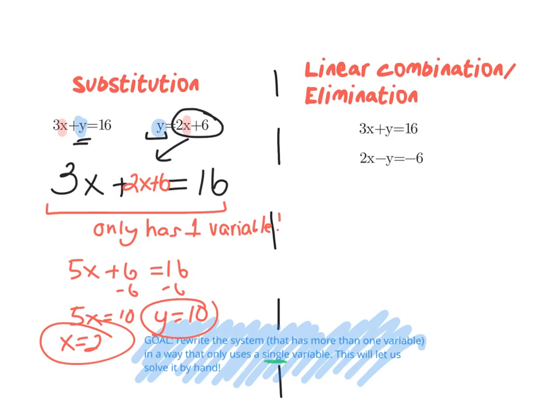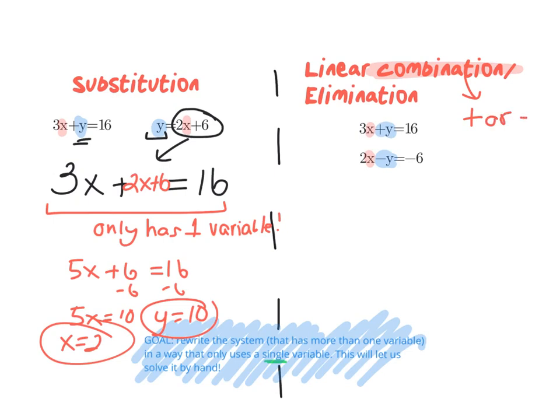The linear combination is the same exact idea. We just do a different process to get there. So what I notice in both of these equations is that they do have two variables. There's an x somewhere in both of them, and in both of them there is a y. Now, aside from using the substitution method, how can we use this other method? Well, the goal is to combine these two equations.